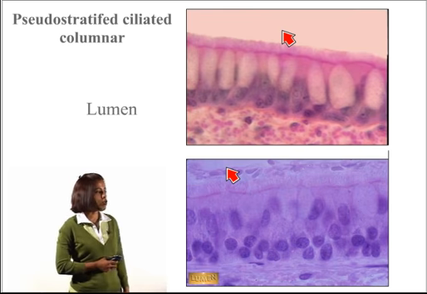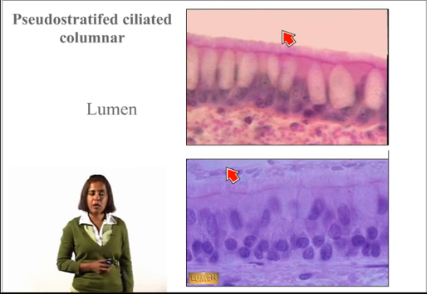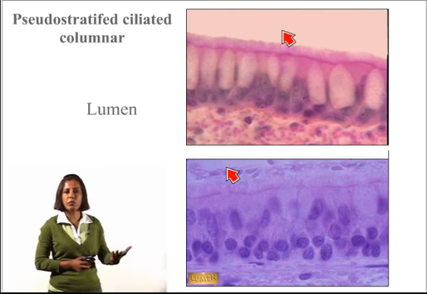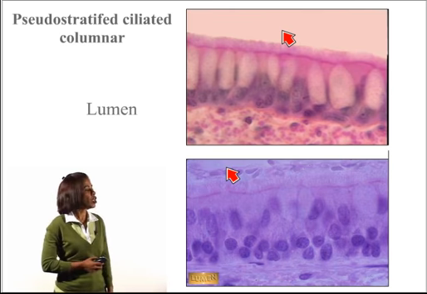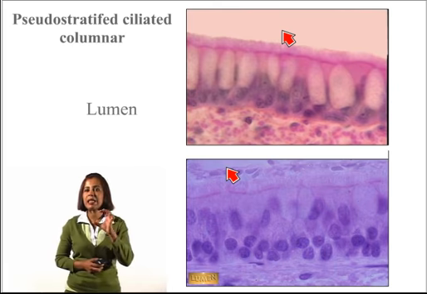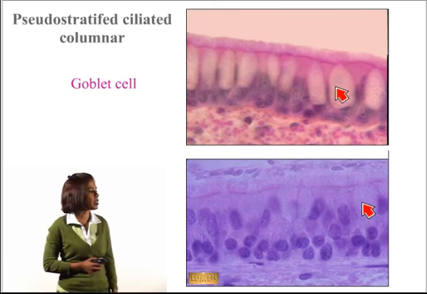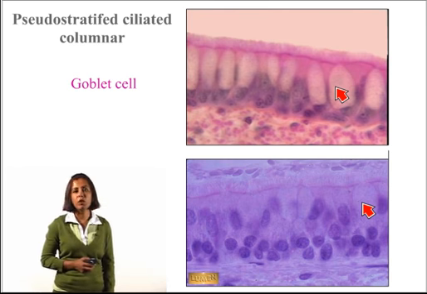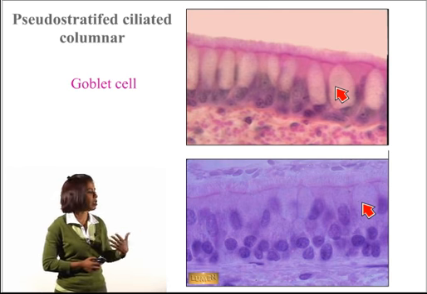Now in pseudostratified ciliated columnar epithelium, which is typically seen in the respiratory tract, the nasal mucosa and the trachea, you also see huge single-celled glands which are known as goblet cells, and that's what the arrow is pointing to, and these contain mucus and they help lubricate the structures.